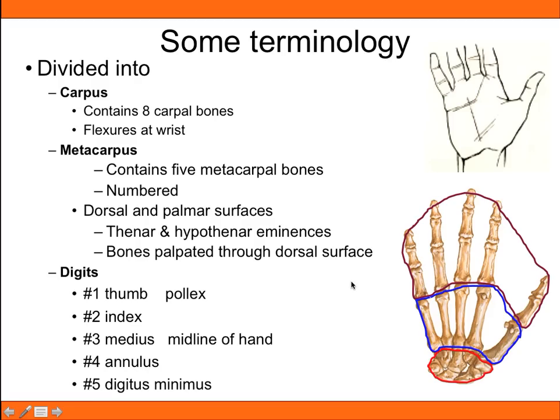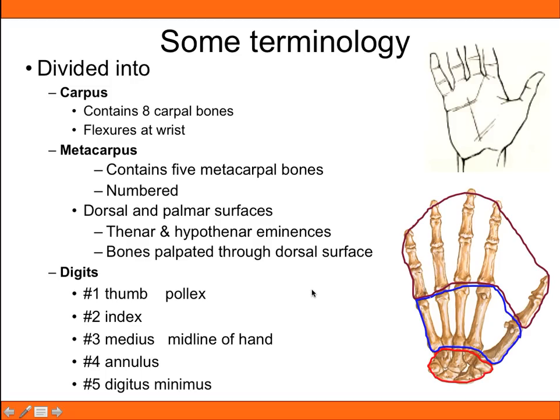Now this is important because when we're talking about abduction and adduction of digits, it is relative to this third digit. So these digits here are currently abducted. We no longer talk about them moving laterally or moving medially. If they're moving closer to the third digit, they are adducting. If they're moving farther away, being separated from the third digit, they are abducting. Number 4 is the annulus. Number 5 is digitus minimus.